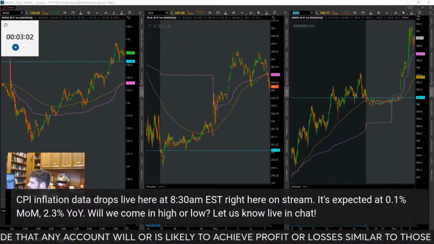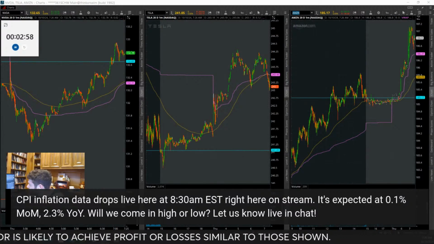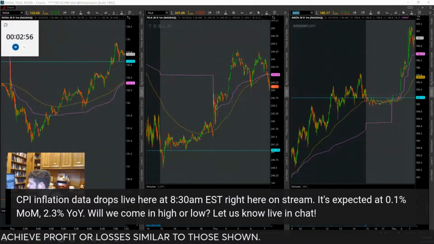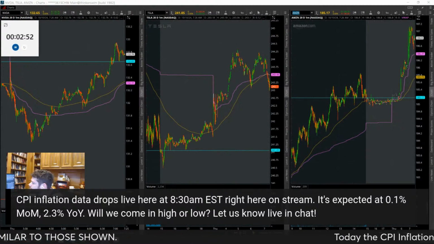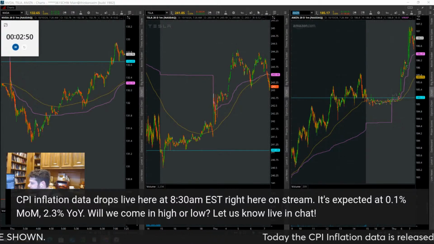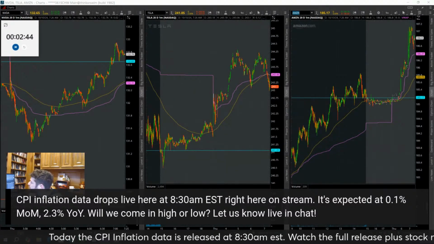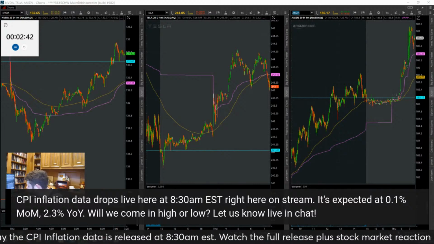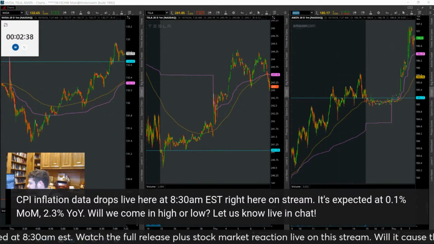What will happen if it comes in higher or lower? Well, higher signals more inflation problems. So higher is bad in that regard. Lower is better. Lower means lower inflation. That's better for everybody. Now, the Federal Reserve uses what's called PCE data. So the Fed will use the Personal Consumption Expenditure Index. That is what the Fed uses to gauge inflation. And again, we'll see.